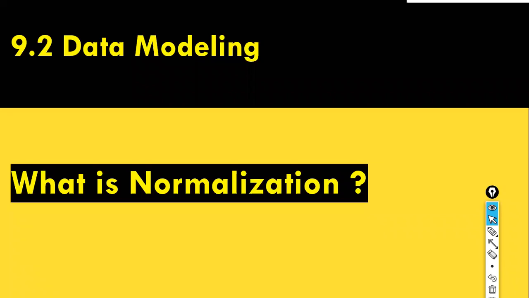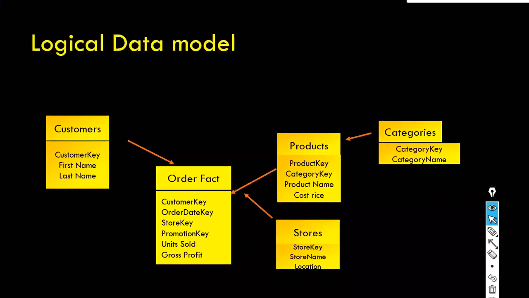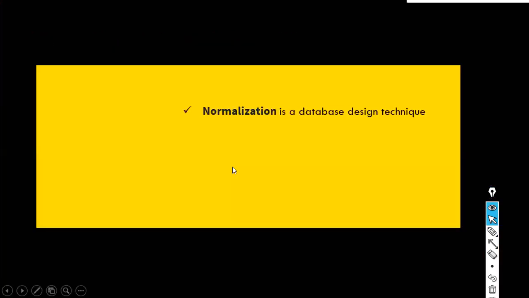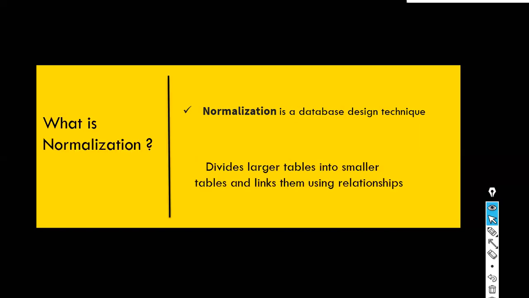What is normalization? It is a database design technique. It divides the larger tables into smaller tables and links them using relationships. Let us assume that all these things are in a single table; what we are doing is splitting it and storing it in different tables. We divide the larger table into multiple smaller tables and link them using relationships. That is what we do as part of normalization. As part of normalization, we decompose or divide the bigger tables into smaller tables and link them using relationships.